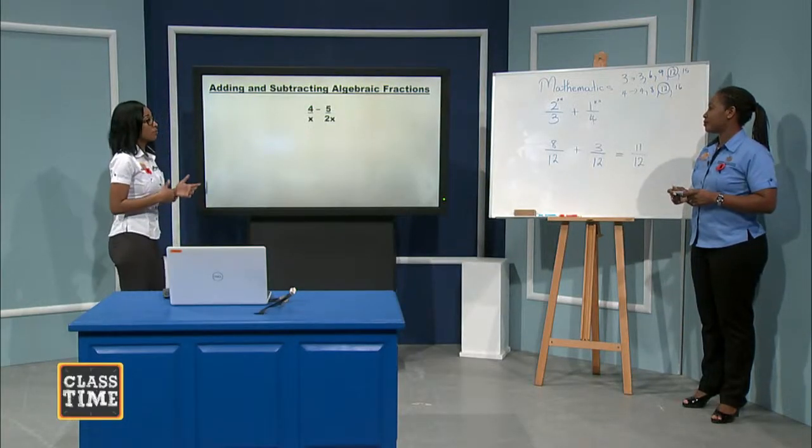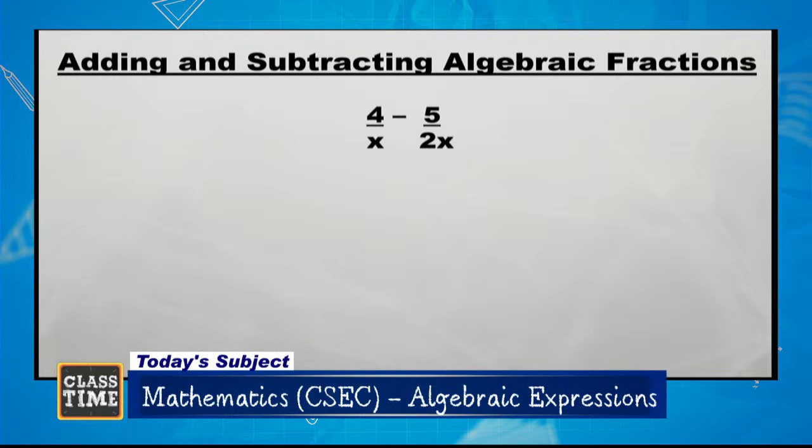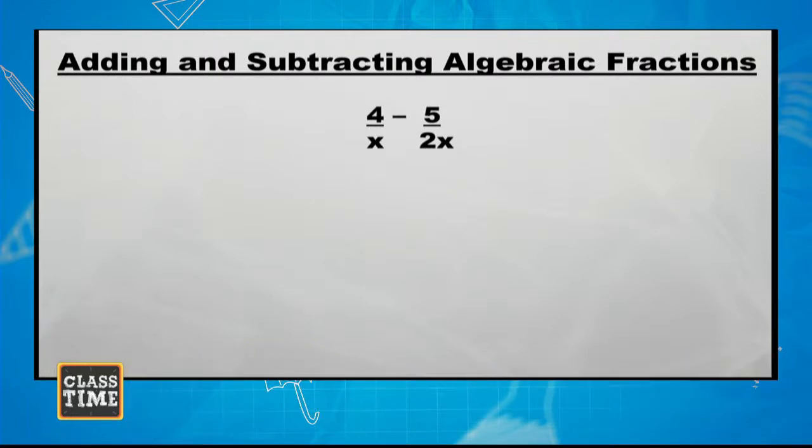Let's look at this example: 4 divided by x minus 5 divided by 2x. So let's take a look at this one now. Based on what Tamika just said, we are now going to be finding the equivalent fractions. If we look at our denominators, we have x and we have 2x. In finding our equivalent fractions here, we do know it has to do with our denominators, right, Tamika? Yes, it does.